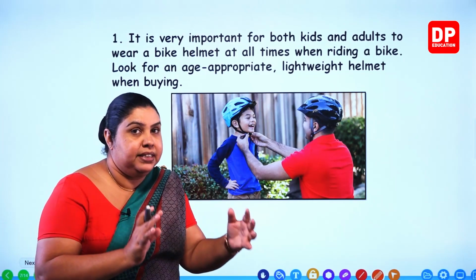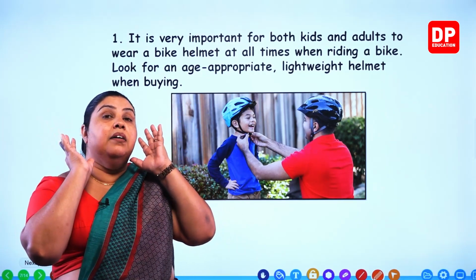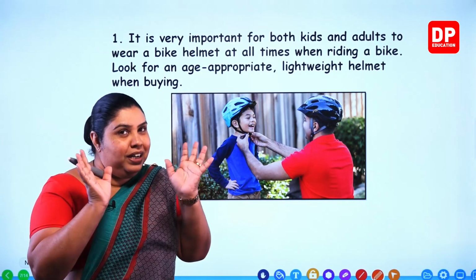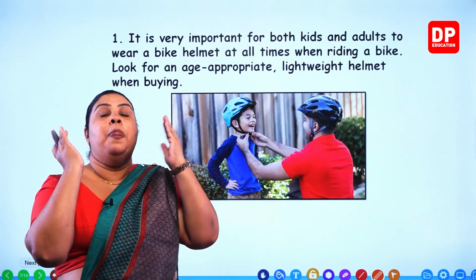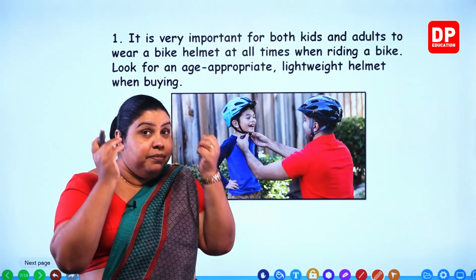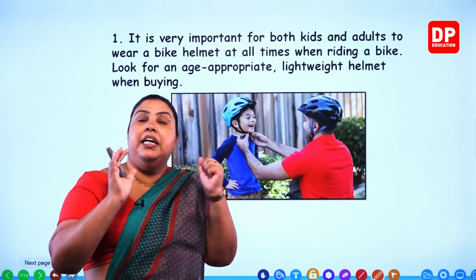Because when we are small we have a small head, but when we grow little by little, the size grows too, so you need to buy a bigger helmet.